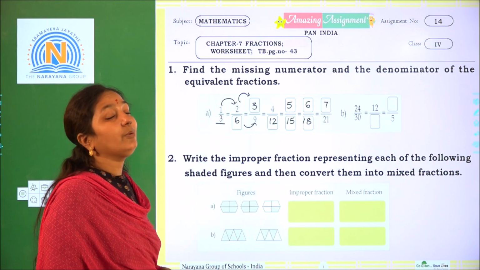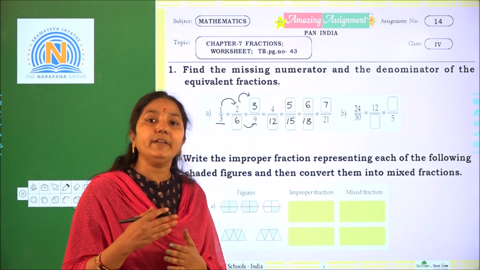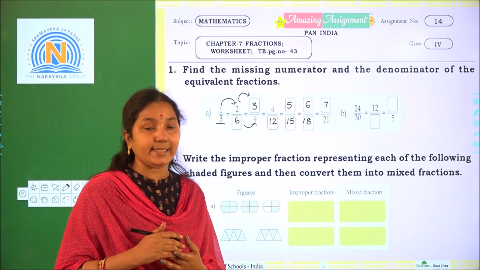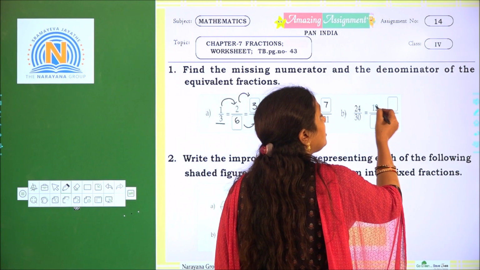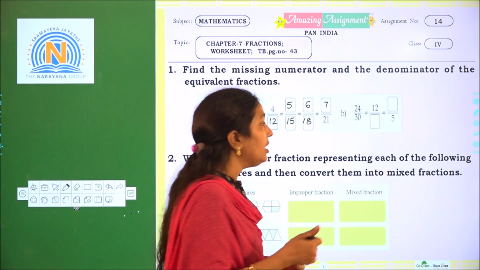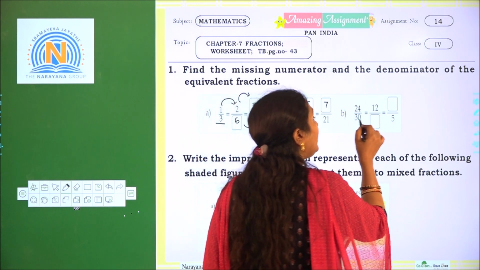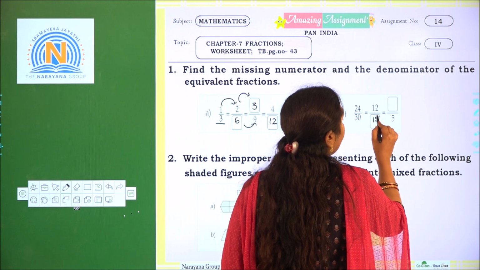So got it? How to write the equivalent fractions of a given fraction? We have to multiply the same number with the numerator and denominator. Next one, 24 by 30. So it is reduced to 12. How many times is it reduced? 2 times. 24 divided by 2 we get 12. Like 30 divided by 2 we get 15.